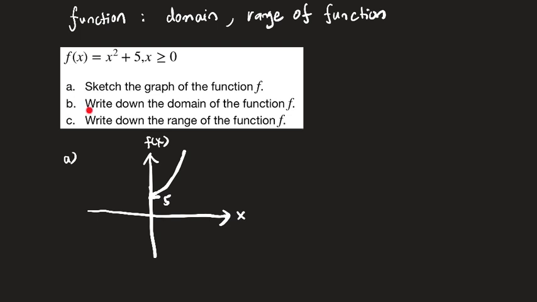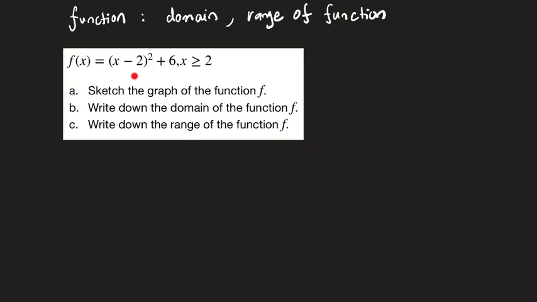And now the question says write down the domain of the function. Okay, domain is here, so this is the domain. So it will be x is more than or equal to 0. And write down the range of the function. Range of function is referred to the vertical, and you see that the minimum value is 5, and there's no maximum here. So how do we write the range of the function? It is f(x) more than or equal to 5.